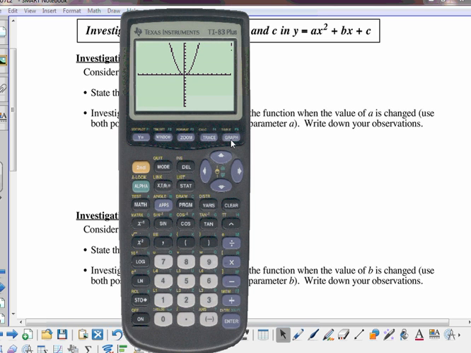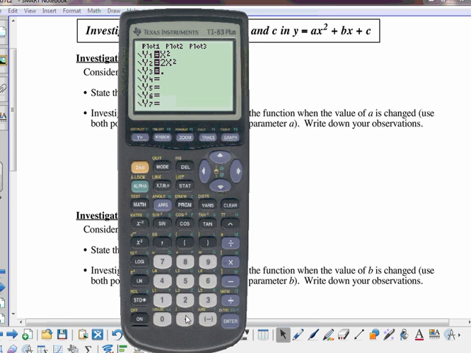Let's see. Does it still start at the same point? Yeah. What happened to the graph? It's actually stretched vertically. It's a little bit steeper, right? What if we make it a half value? What do you think will happen? It will be what? Compressed, right? It's not as steep, and so it becomes wider. So that's the value of a.